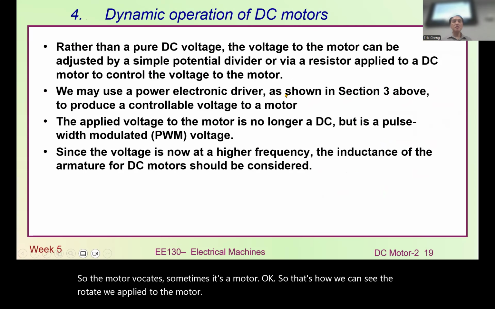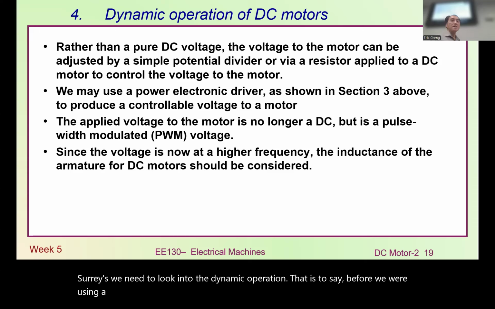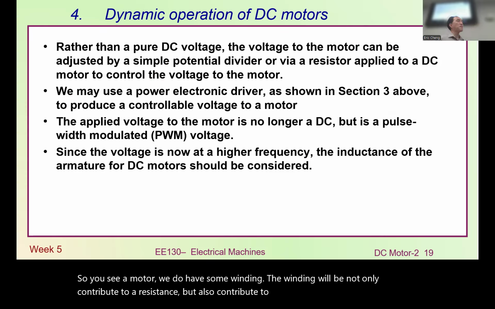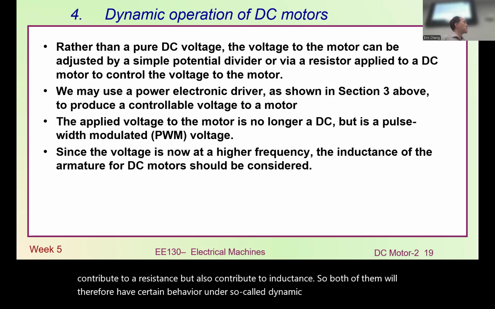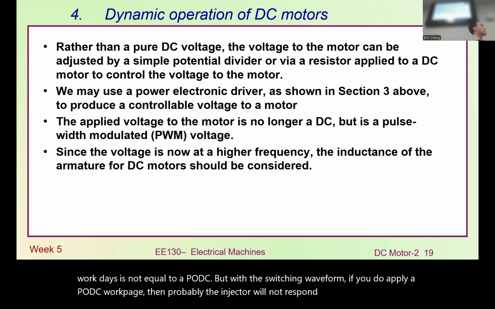So next, we need to look into the dynamic operation. That is to say, before we were applying a pure DC, and now it becomes a switching waveform. In a motor, we do have some winding. The winding not only contributes a resistance, but also an inductance. Both of them will therefore have certain behavior under so-called dynamic performance, when the applied voltage is not a pure DC but a switching waveform. If you apply a pure DC voltage, then the inductor will not respond to anything. The inductor will just look like a short circuit.